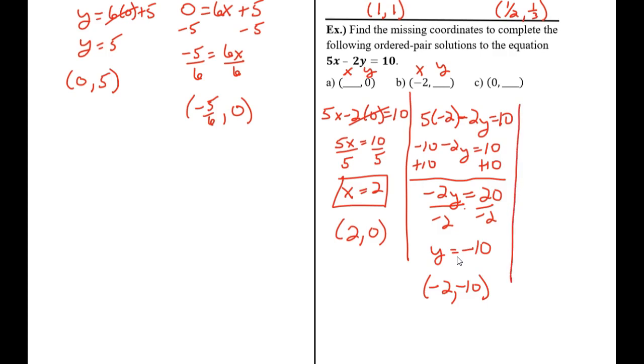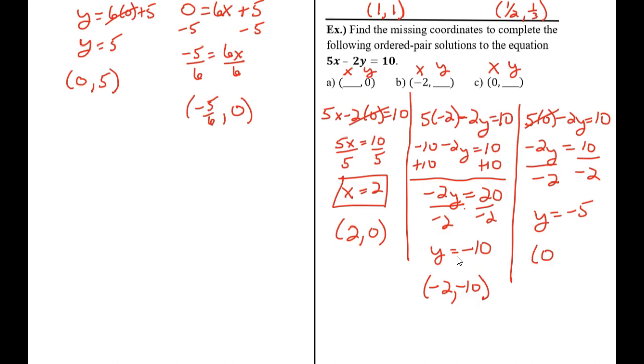And lastly, x is going to be 0. We need to find y. So replacing x with 0. 0 times anything is 0. Don't lose this negative. It's a -2y equals 10. To get y alone, I divide by -2 on both sides. Positive divided by negative ends up -5. And in my ordered pair, 0 was x originally, and we found y was -5.